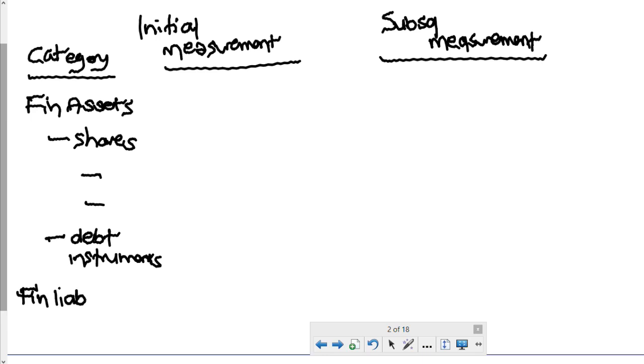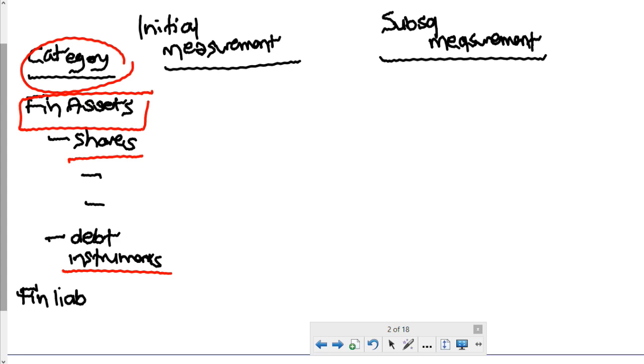So financial assets, there are two different types of financial assets. We can have shares, which are financial assets, investment in shares in a company, and we can have debt instruments where we have invested in bonds, debentures, or loans.